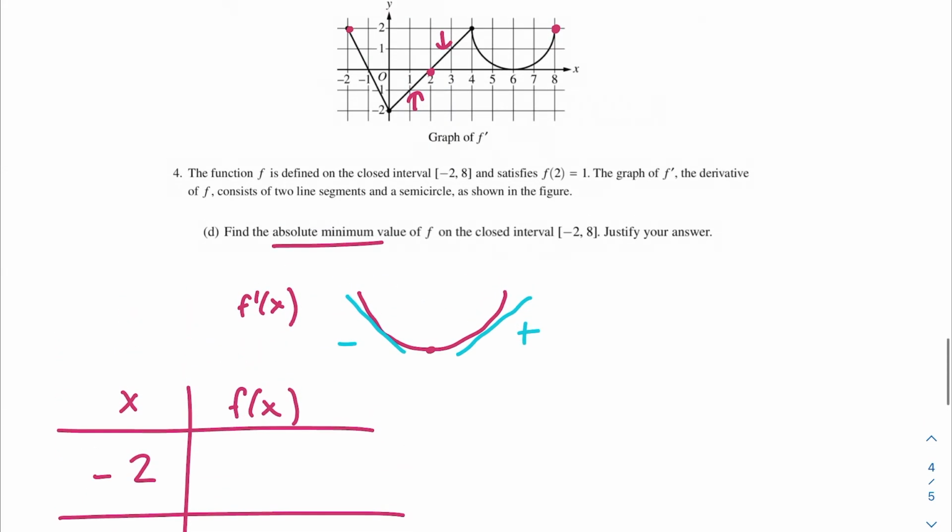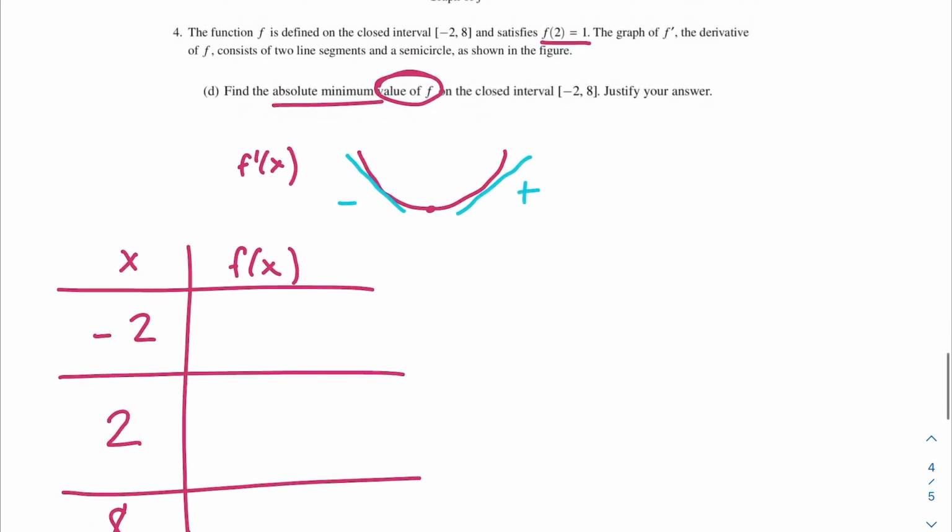And then let's keep going. It doesn't look like there's anywhere else in our graph where we started from a negative value and we swapped over to a positive value. So I would say that these are our 3 candidates, -2, 2, and 8. So we're trying to find the minimum value of f. And right now, we are told that f of 2 is equal to 1. So we can go ahead and put that in our table.